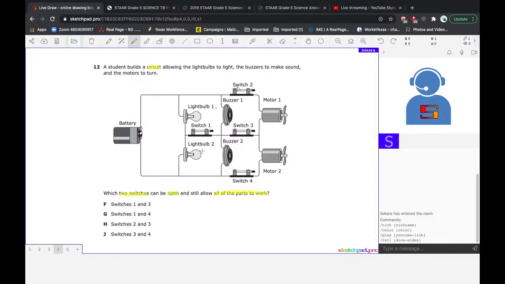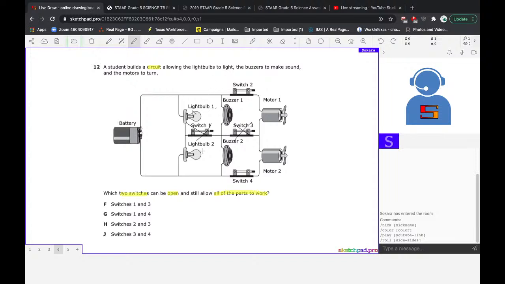So if we go this way and this switch is open, this path is closed. We can't go here because we need a pathway from this part of the battery all the way to the other one. Alright? Let's start with the first answer choice. Answer choice F, switches 1 and 3. Let's pretend like we take out switches 1 and 3.